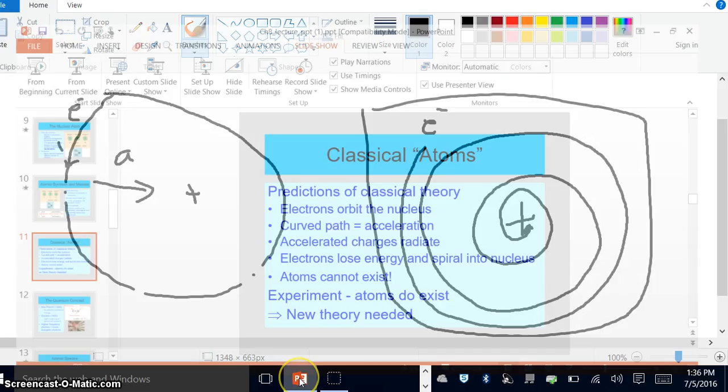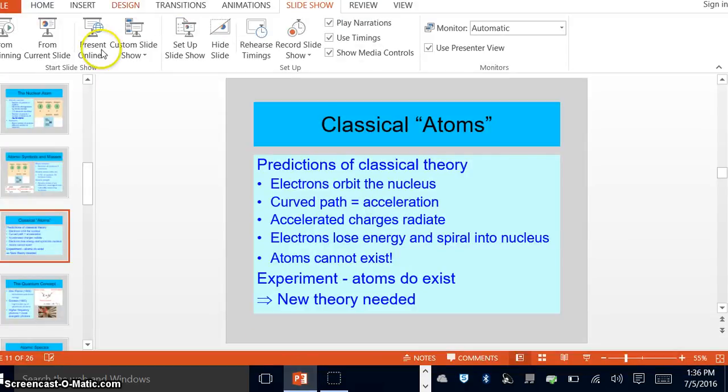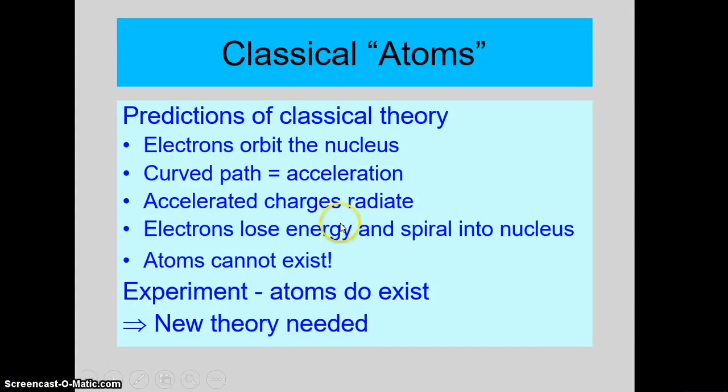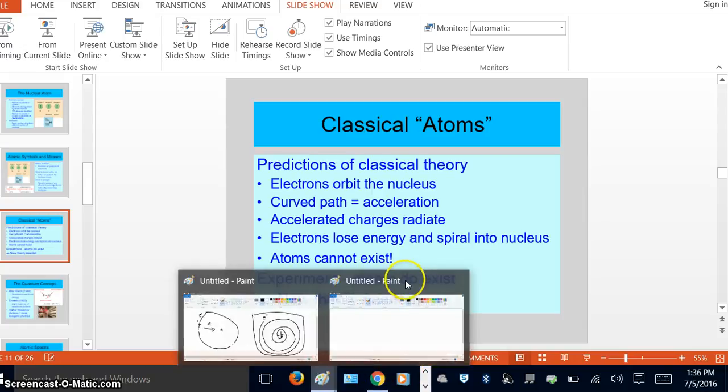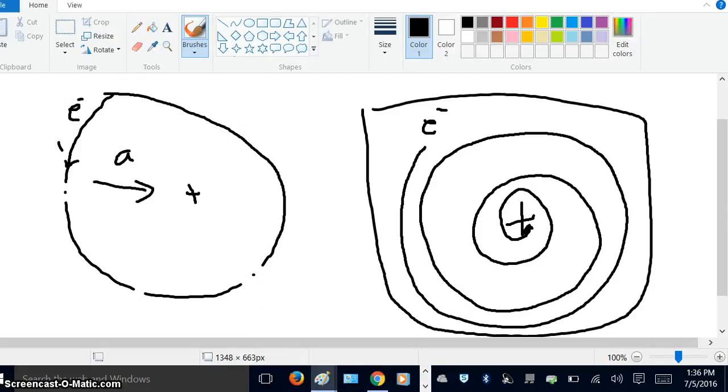Okay, so let's go back to the PowerPoint. The electrons would continuously lose energy. Oh, I didn't really show that. Let me go back to this picture for just a second. One of the things that I'm not showing here is that as the electron spiraled, it would give off photons of energy.